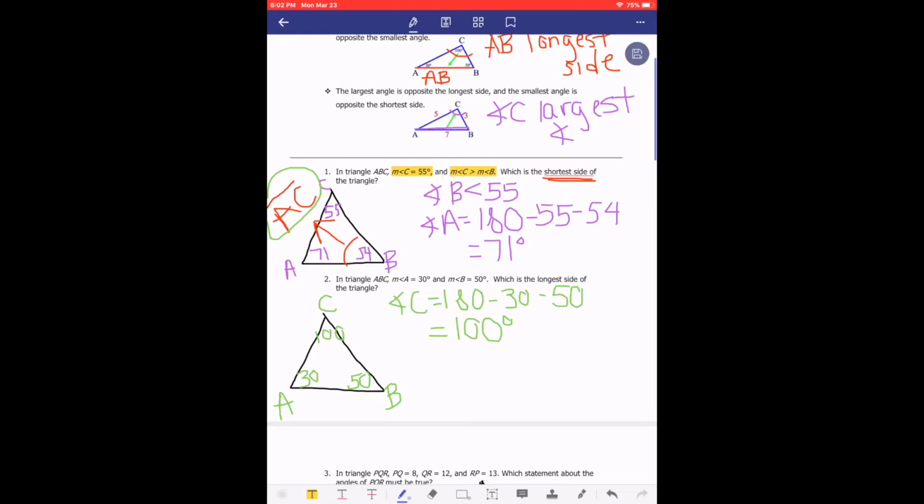And this problem is asking you for the longest side. So the longest side is directly opposite the largest angle. Our largest angle here is 100 degrees. The side opposite is side AB.